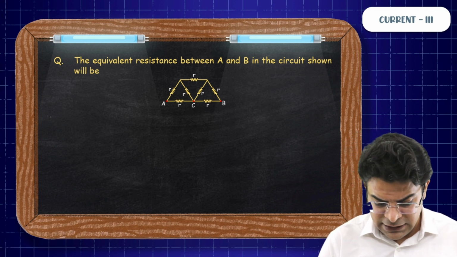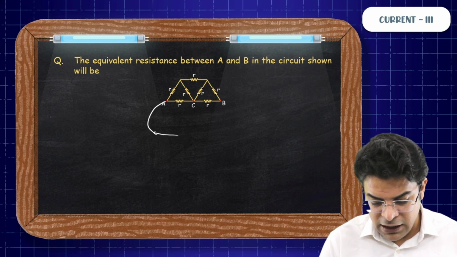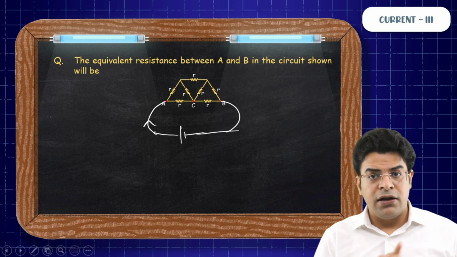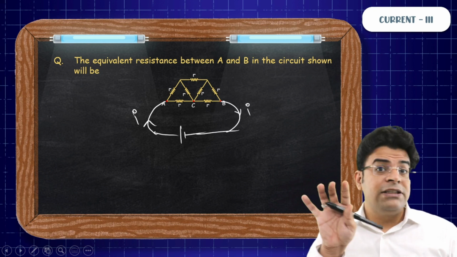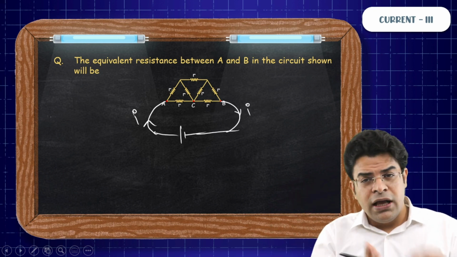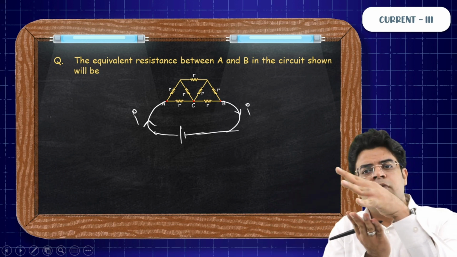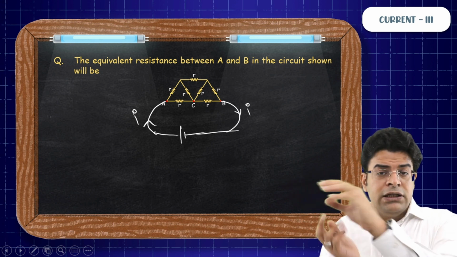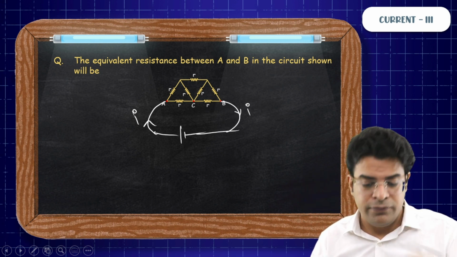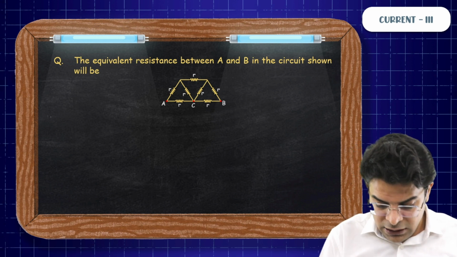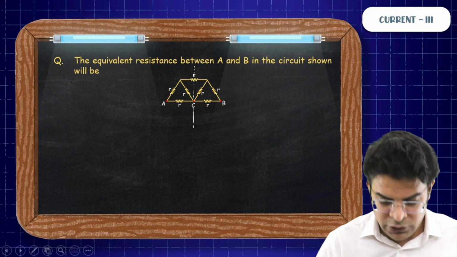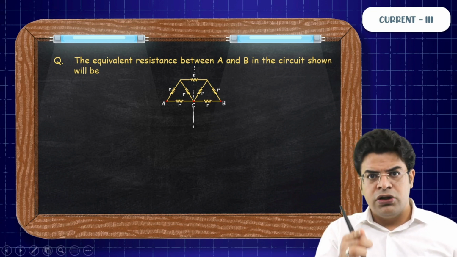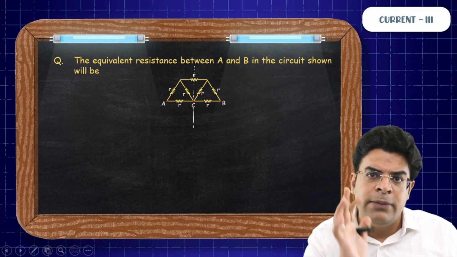Now I can say that if we have connected a battery between A and B, the current will enter from A and it will exit from B. The current entering the loop has to be the same as the current exiting the loop. As the current keeps on moving forward through the resistances, the potential keeps on decreasing. Now, here you can draw a vertical line, and you can say all the points on this line of symmetry will be at the same potential.